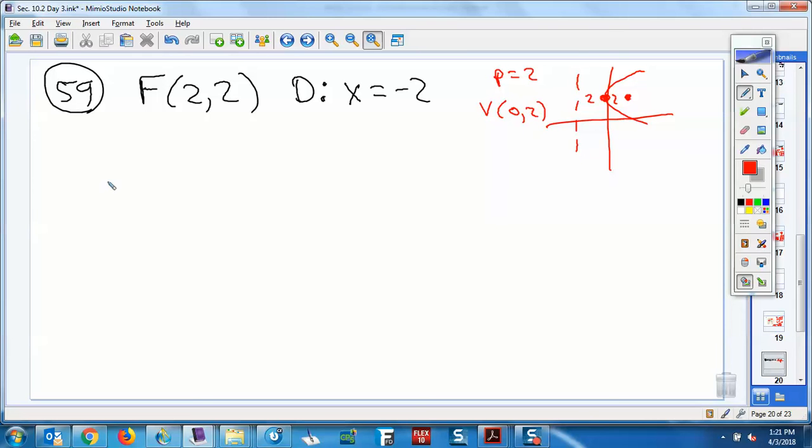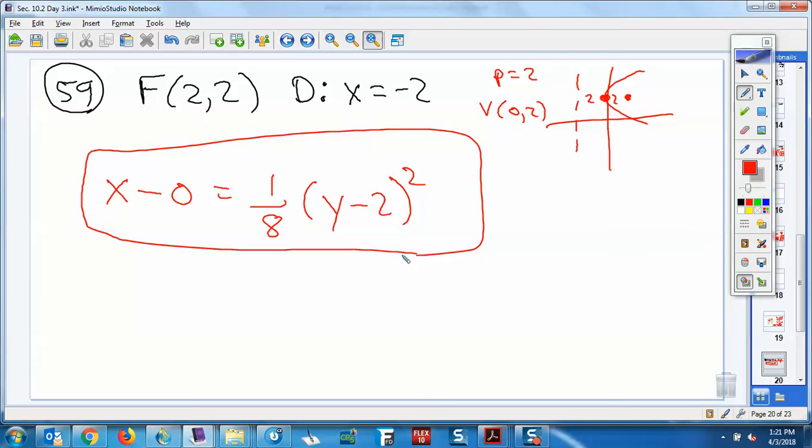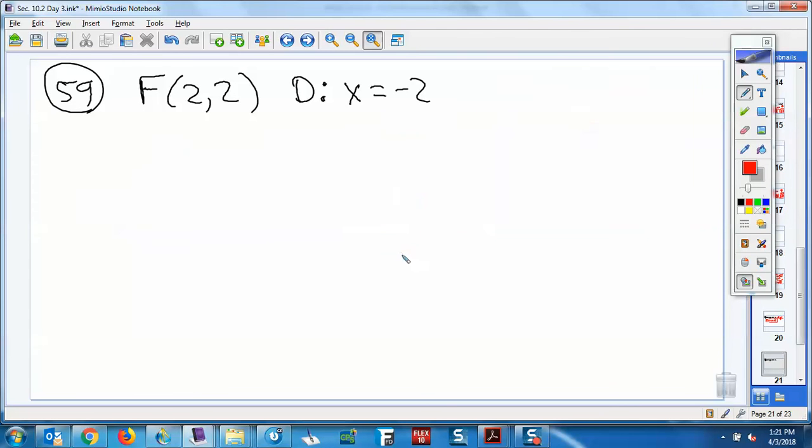This is a sideways parabola, so it's going to be x minus our x coordinate here, which is 0, equals 1 over 4p, that'd be 1 over 8, times (y minus 2), with 2 being our vertex's y coordinate right there, squared. So there's our equation.